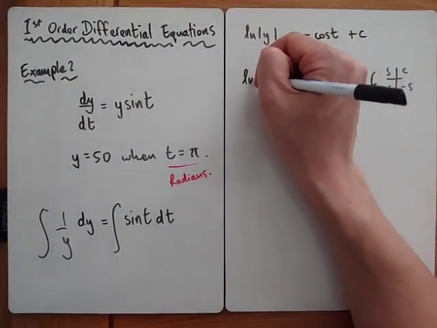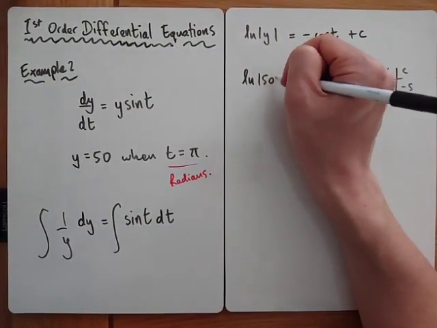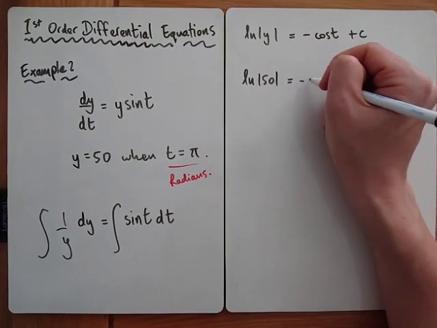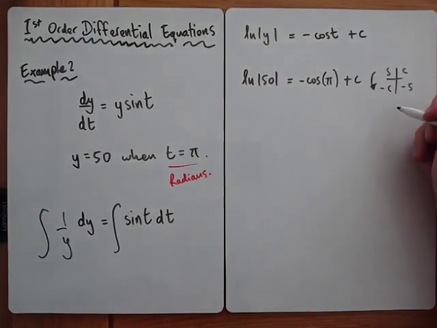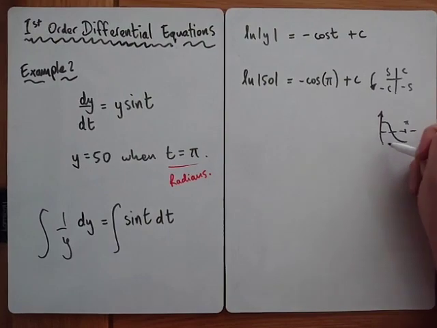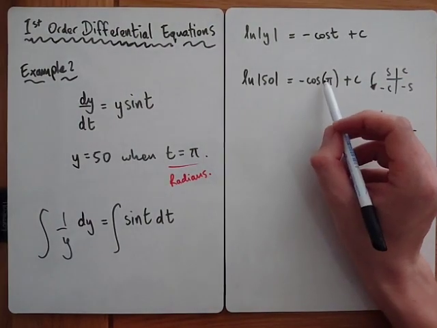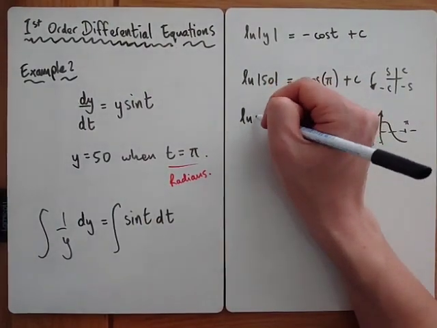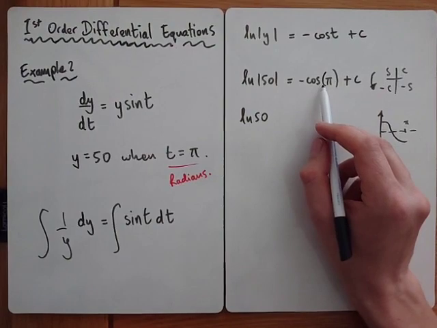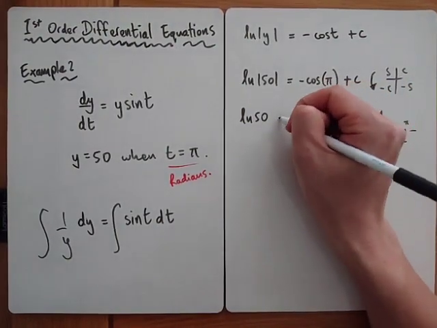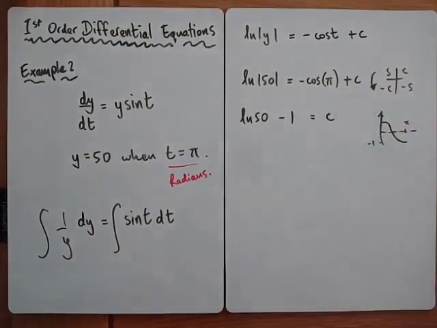So we'd have ln 50 would equal minus cos pi plus c. Cos of pi gives us minus 1, so that would be minus minus 1. So we've got ln 50 minus 1, so that'd be plus 1. So subtract 1, we'd get minus 1 would equal c.